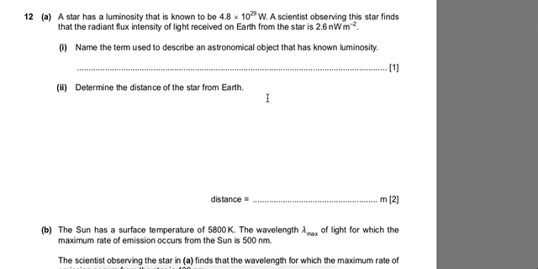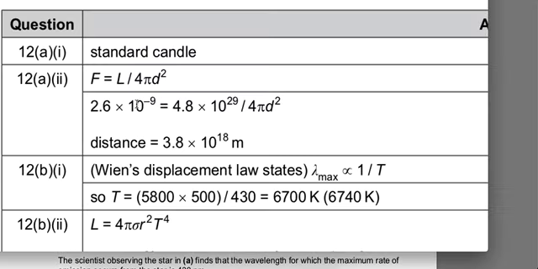Determine the distance of the star from the Earth. So they're giving you the L and they're giving you the F value. You can use F = L / 4πd² to get the distance as 3.8 × 10^18 meters. Simple.